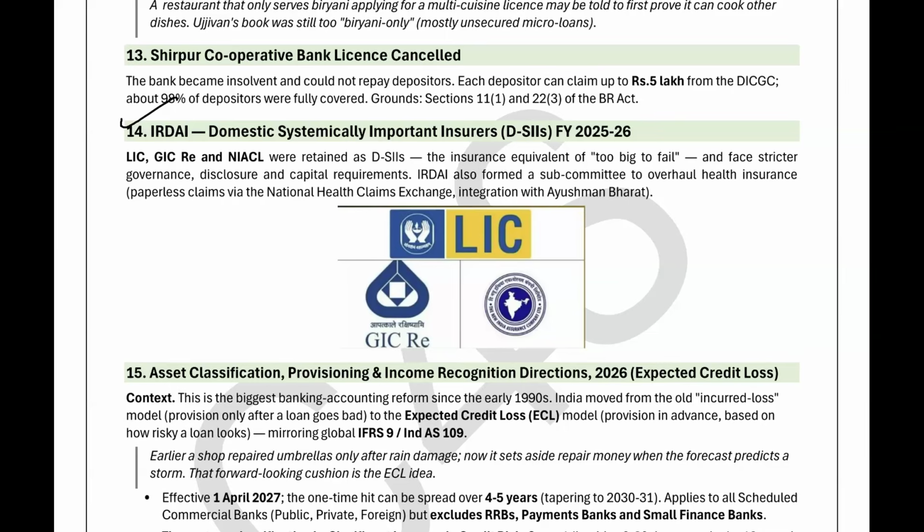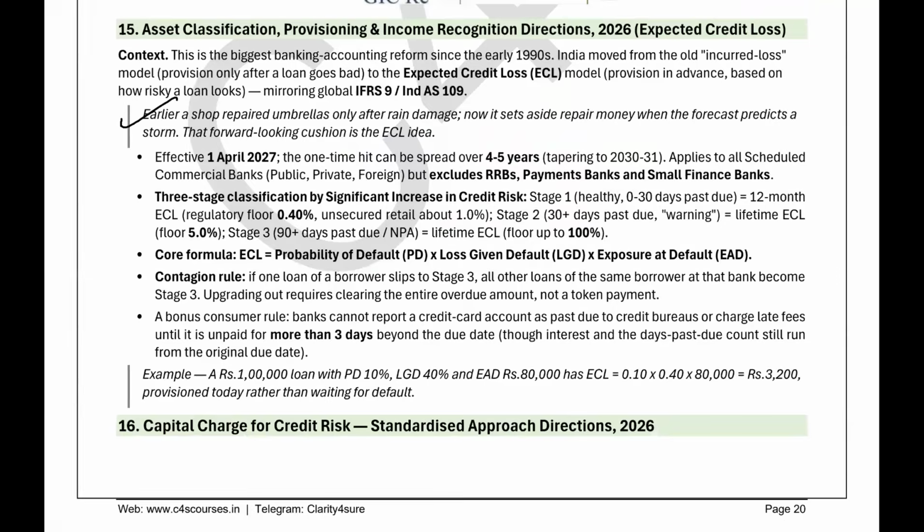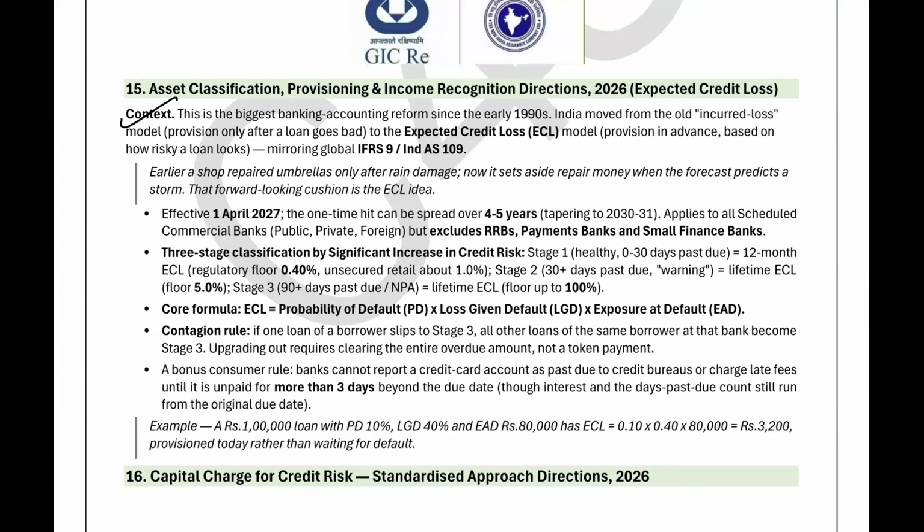15th news for the day is Asset Classification, Provisioning, and Income Recognition Directions 2026. Expected credit loss. So what is it telling about? Please have a look. It is telling the context.